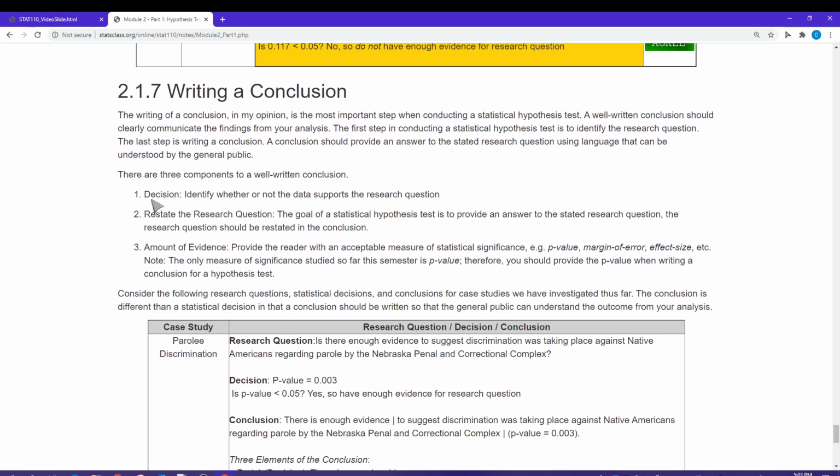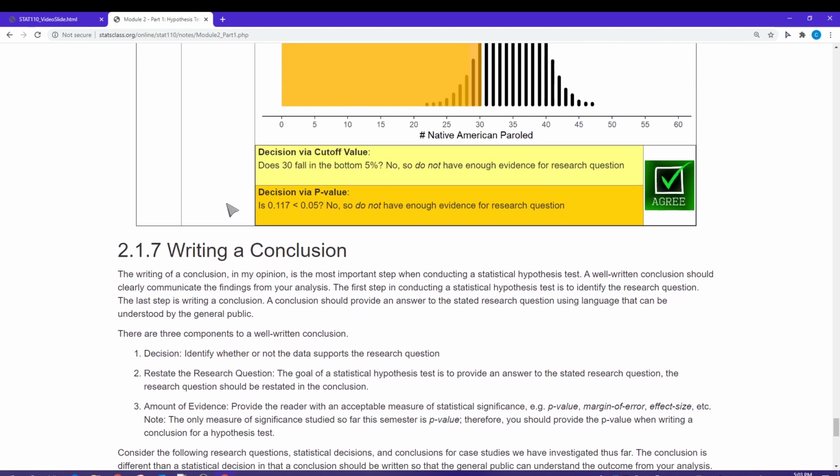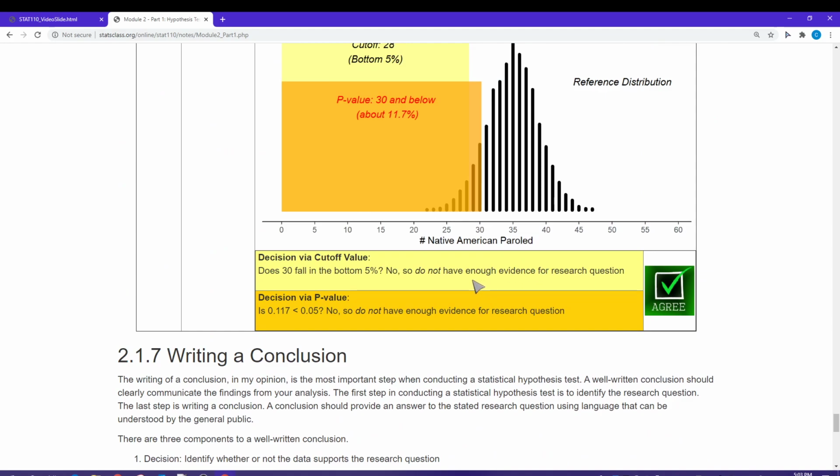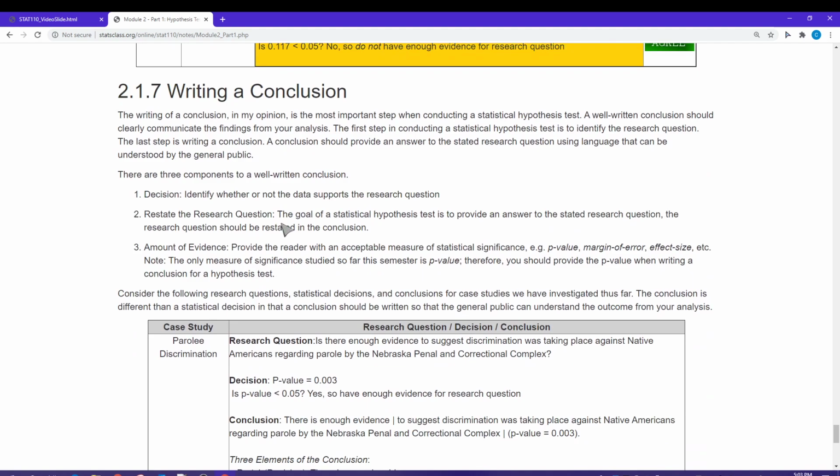Okay, the last component, writing the conclusion. So making a decision here. So what I've talked about here is we do not have enough evidence, or we do have enough evidence. That's what we call the decision about the test. The conclusion is something that should be written just in everyday language, or sometimes I'll say in layman's terms.